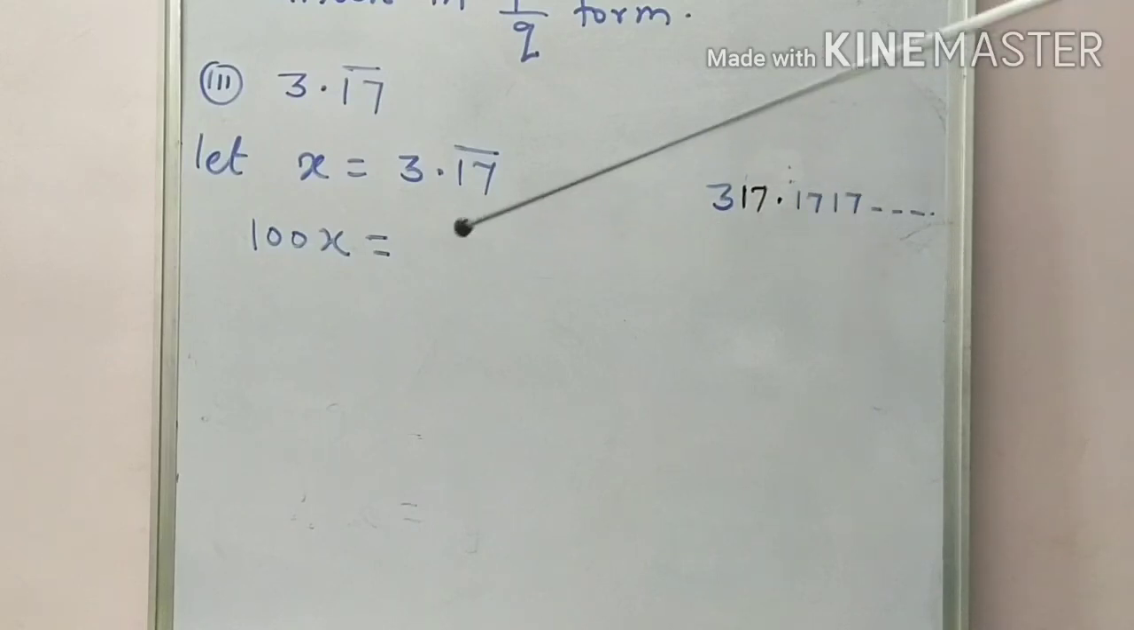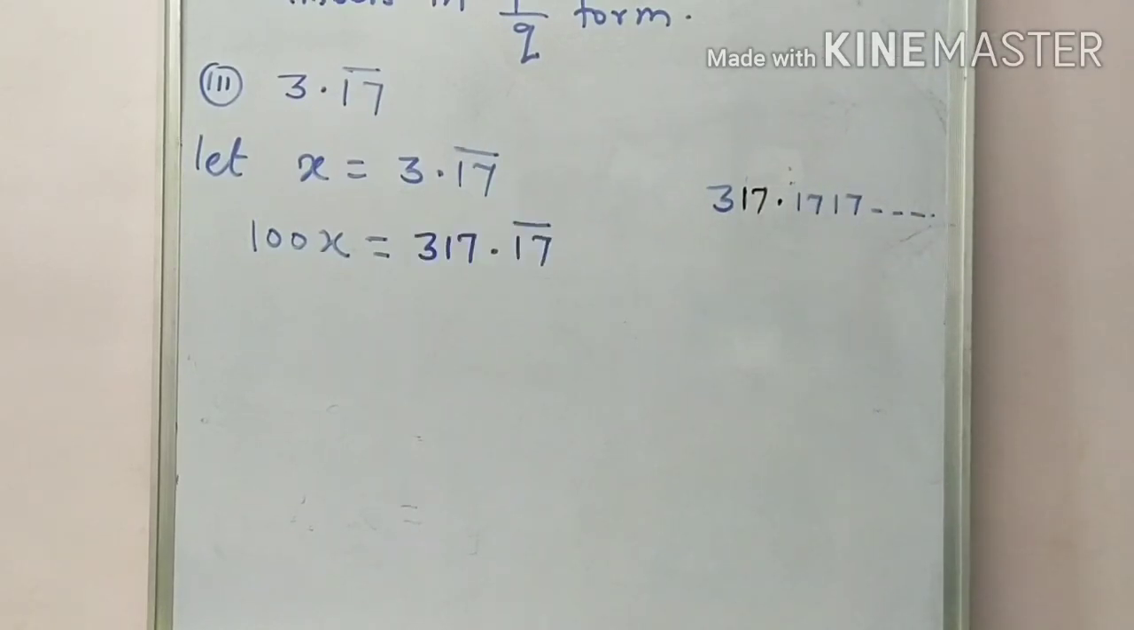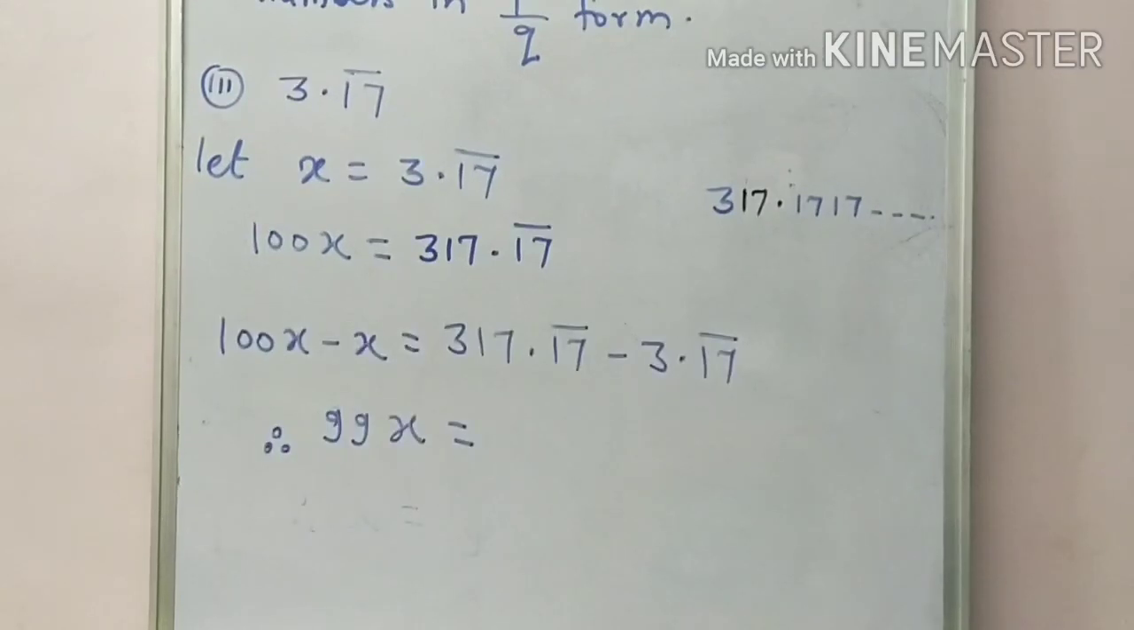So we can directly write down the answer as 317.17 recurring. Then the next step is what? Yes, subtraction. So the next step is 100x minus x equal to what? 317.17 recurring minus 3.17 recurring.